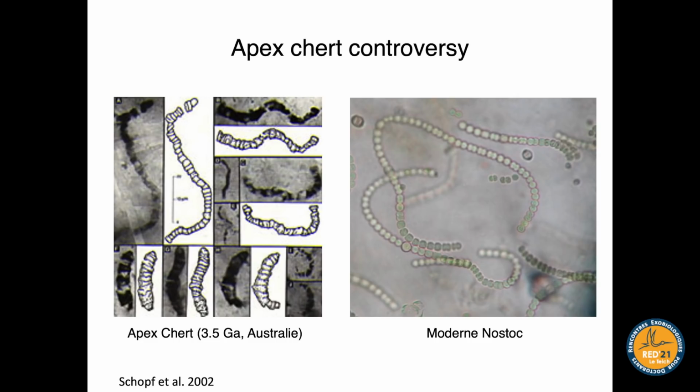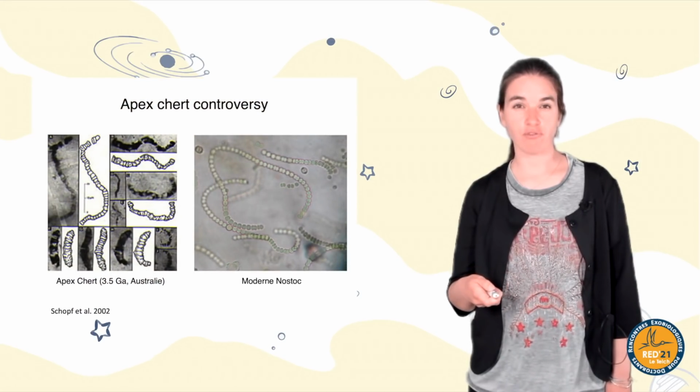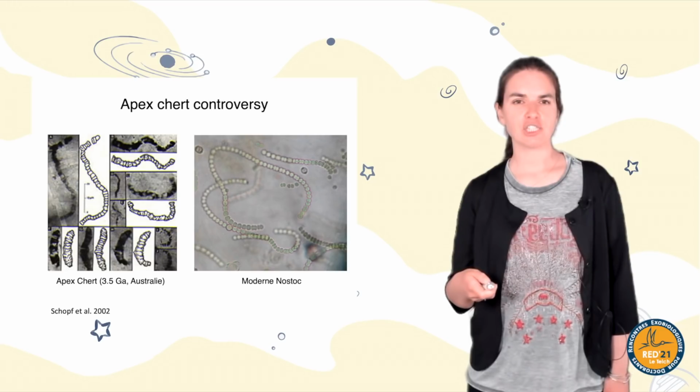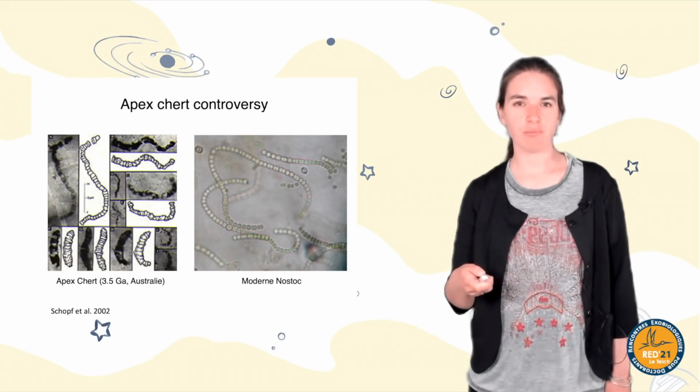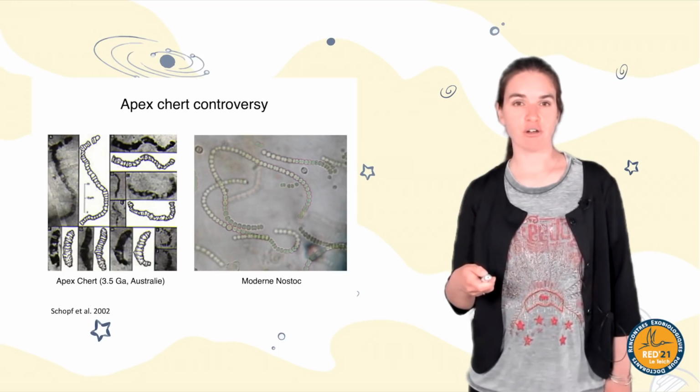Another controversy is called the Apex chert. This is a chert in Australia that is 3.5 billion years old. It is a very long-running controversy, because the first paper was published in the 70s, and it's still going on. This is one example of the forms they found in this chert. You can find this kind of worm shape that is very rich in organics.